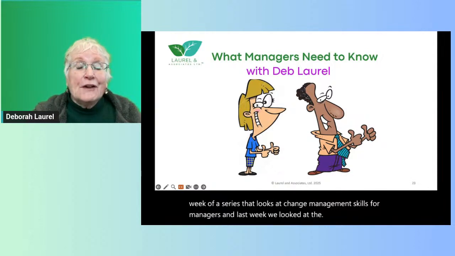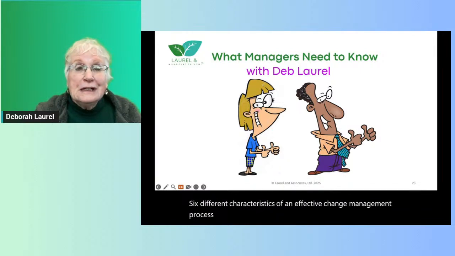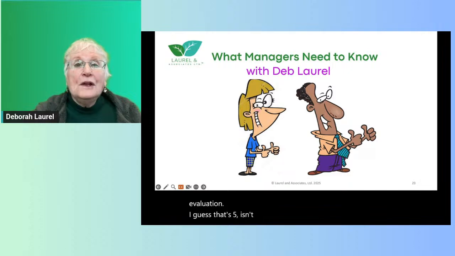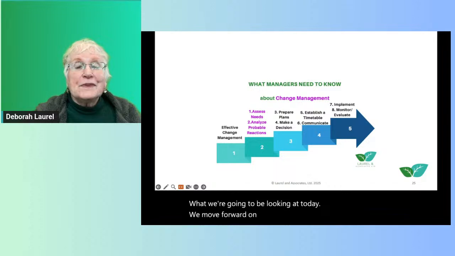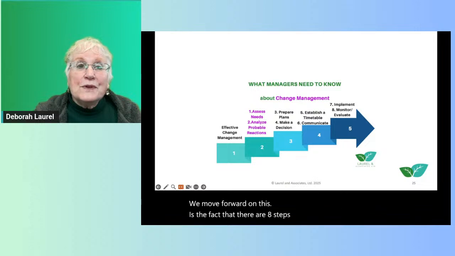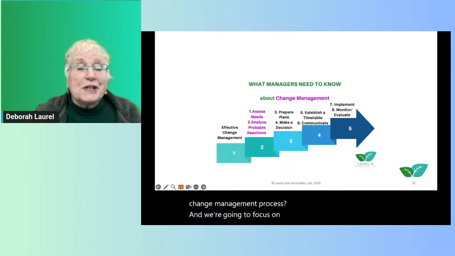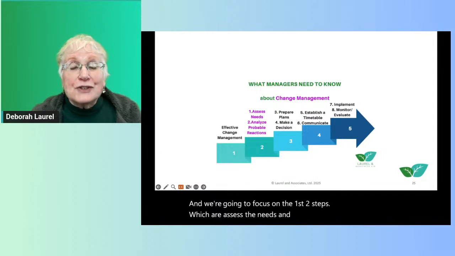Last week, we looked at the characteristics of an effective change management process: clear communication, leadership, stakeholder engagement, cultural alignment, continuous monitoring and evaluation. I guess that's 5, isn't it? Today, there are 8 steps involved in a comprehensive change management process, and we're going to focus on the first 2 steps, which are assess the needs and analyze probable reactions.